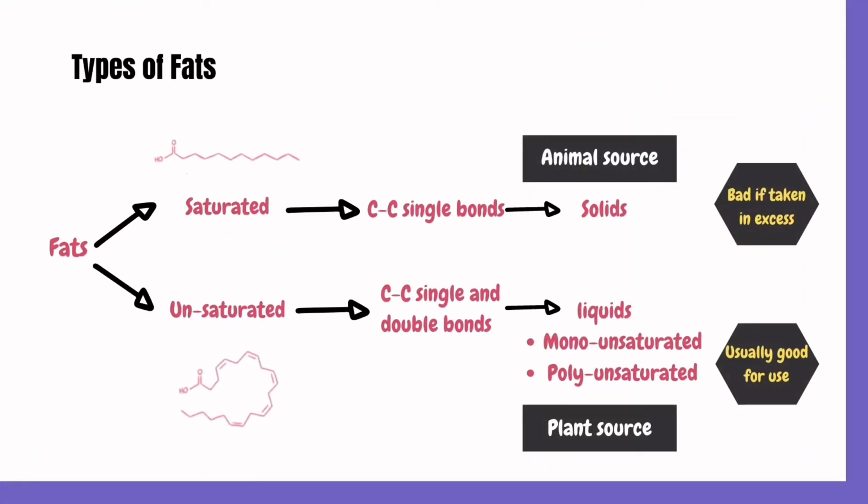Fats can be classified into two types: saturated fats having carbon-carbon single bonds and the unsaturated fats having both carbon-carbon single and double bonds. Saturated fats are usually from animal sources and solid at room temperature. They are harmful to the body if taken in excess, while the unsaturated fats are usually from plant sources and liquid at room temperature. The unsaturated fats are further subclassified as monounsaturated and polyunsaturated fats. They are usually considered good for consumption.